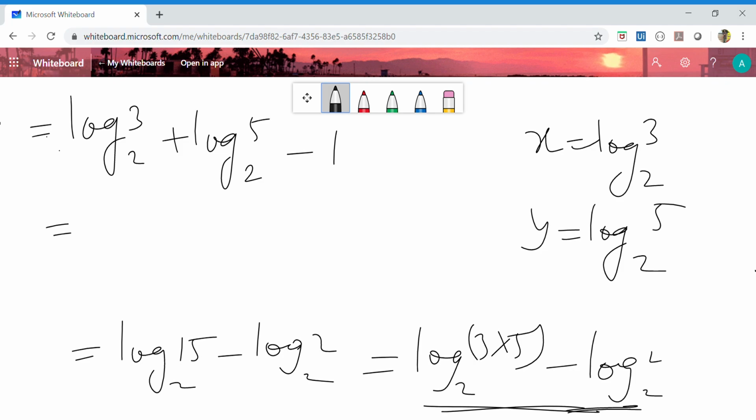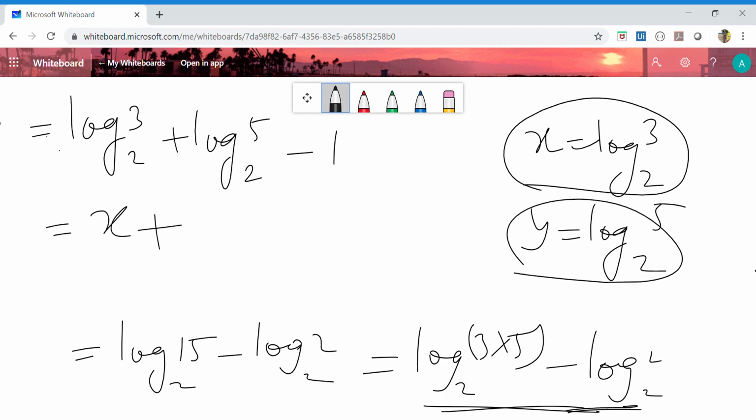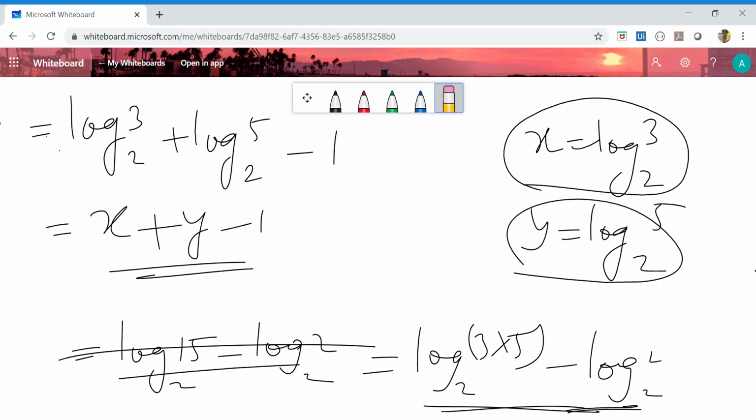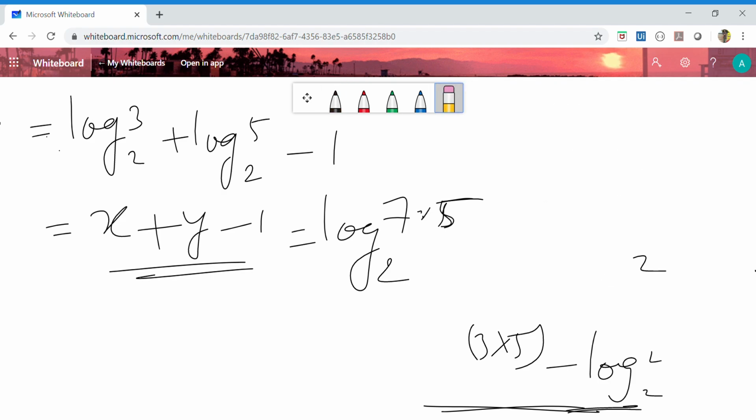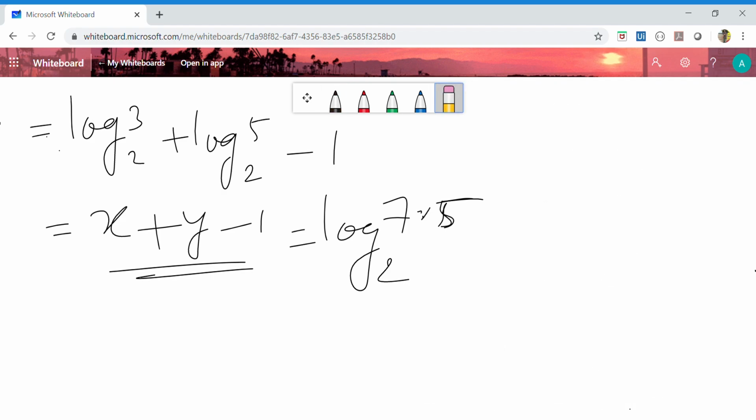And as given that log 3 to the base 2 is x, here it is replaced by x, and log 5 to the base 2 is given as y, replaced by y, minus 1. So we have written log 7.5 to the base 2 as x plus y minus 1. Okay. Next.